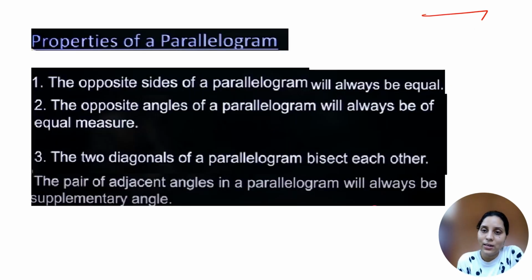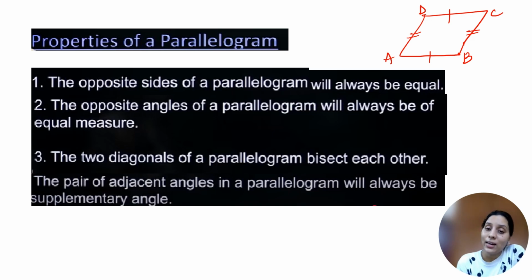Very important. So let me draw a parallelogram. This is a parallelogram ABCD. Opposite sides of a parallelogram will always be equal. So DC is equal to AB, DA is equal to BC. Opposite angles are also equal: angle B equal to angle D and angle A equal to angle C.